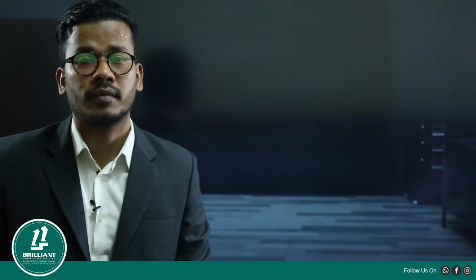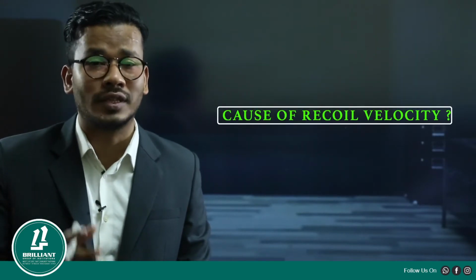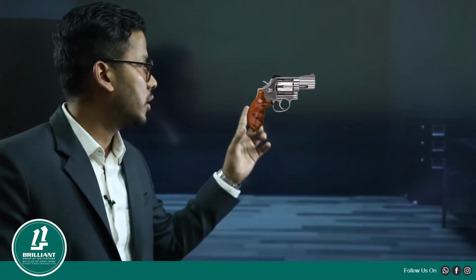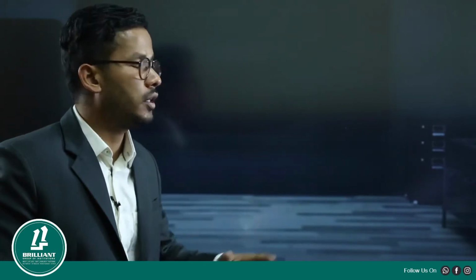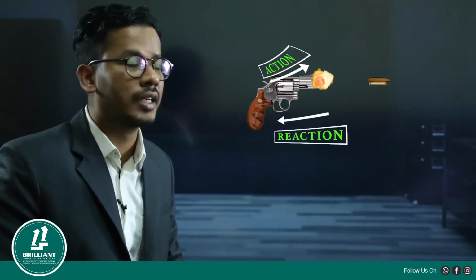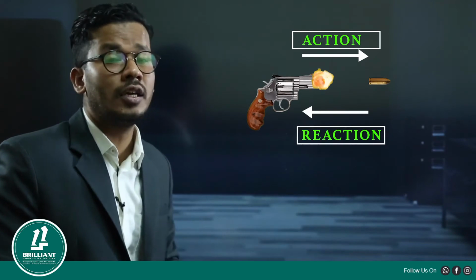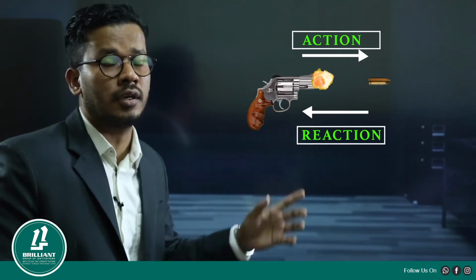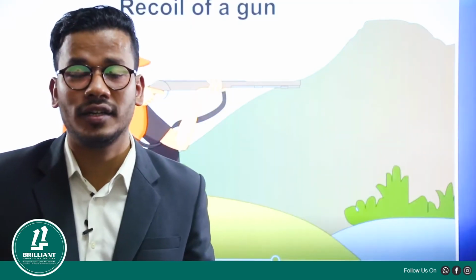Dear student, let me discuss what is the cause of this recoil velocity. Let me tell you, Newton's third law is involved here. During a gunshot, the gun exerts force on a bullet, which is the action, and in reaction, the bullet exerts an equal and opposite force on the gun.